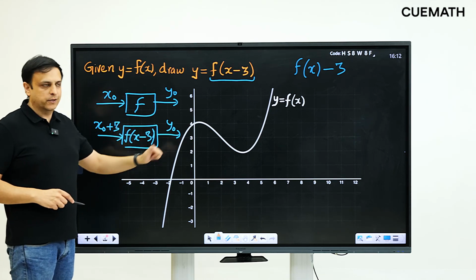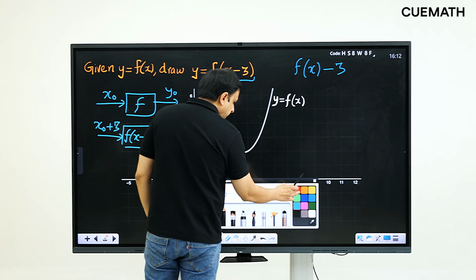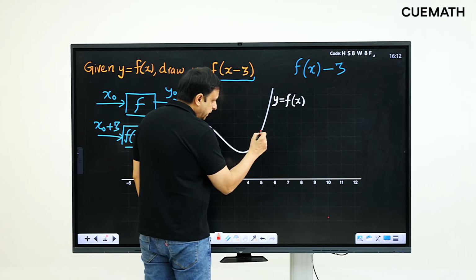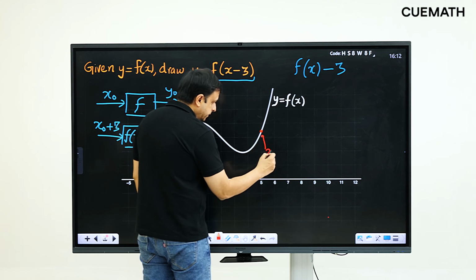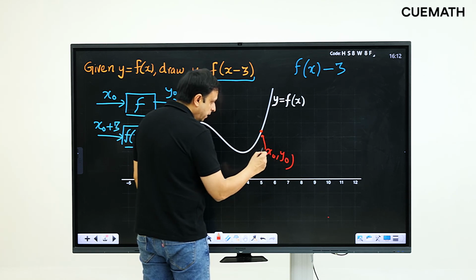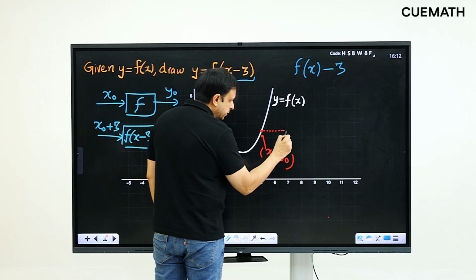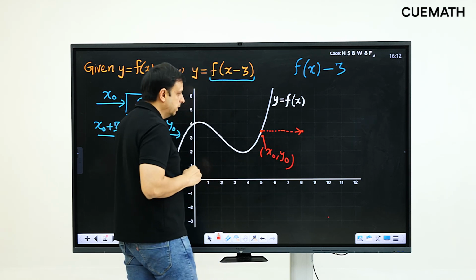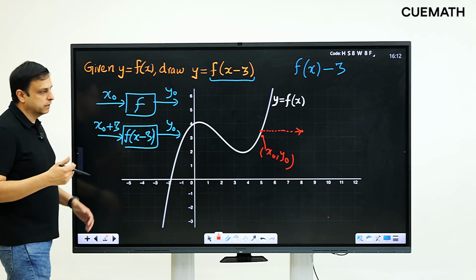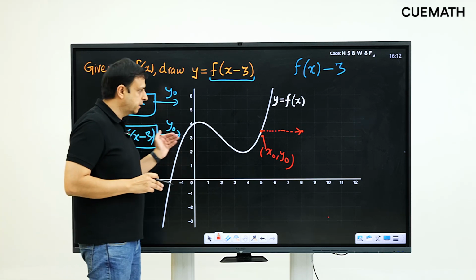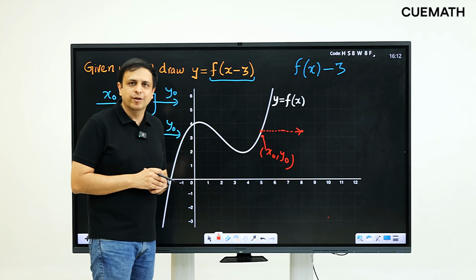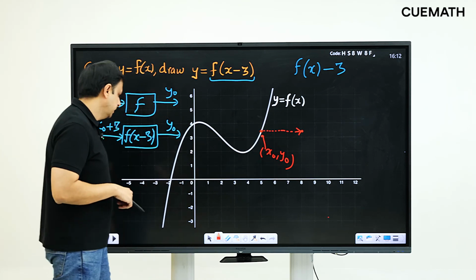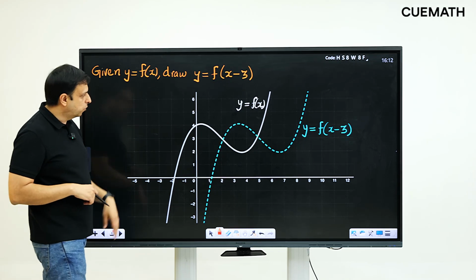And what that means graphically is that every point on the graph, let us take this point over here and let us call this x naught y naught on the original graph, will move 3 units to the right and give me this new point x naught plus 3 comma y naught on the new graph, and the same translation rightward is going to happen for every point on the graph. So, the entire graph will shift horizontally rightward by 3 units, and here is what that looks like.